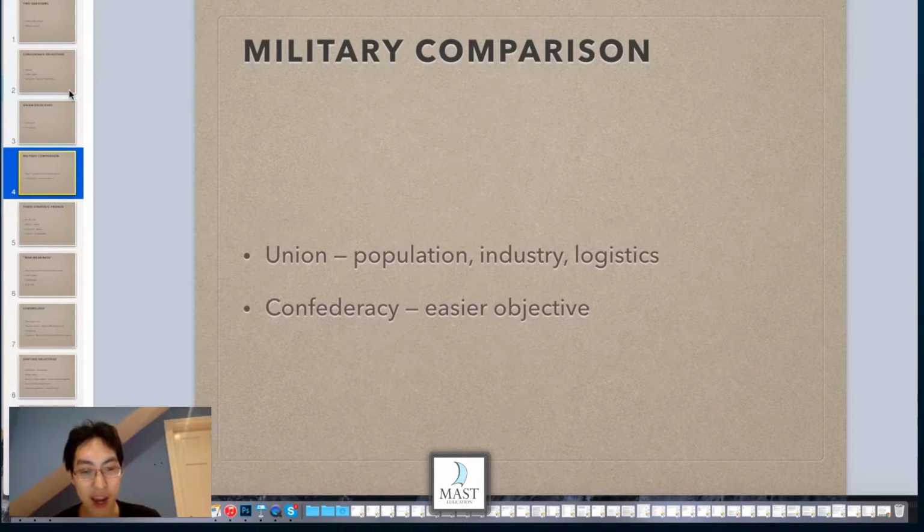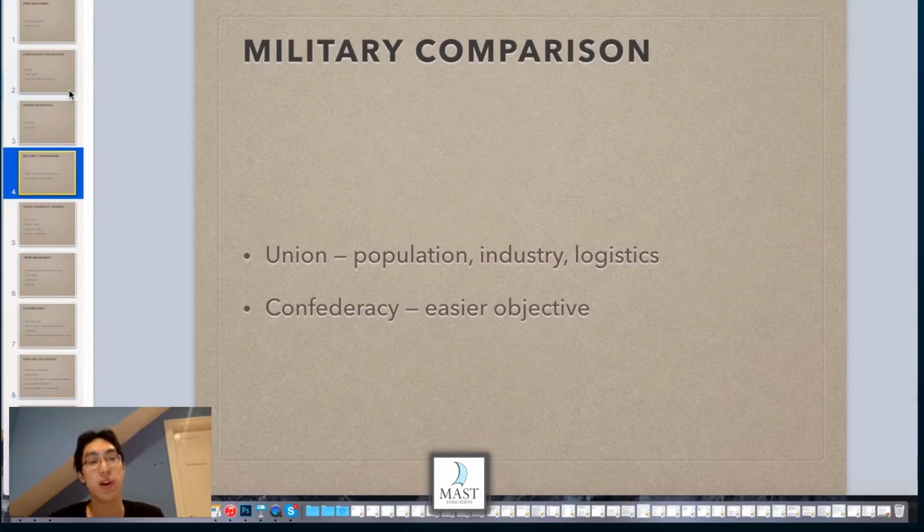The Confederacy, however, had a key advantage, which is that they had an easier objective to surmount in terms of how to win the war. The Union, remember, is trying to keep the country together. So in order to do this, they have to actually send military troops into the South, occupy the South, defeat all resistance, and then impose law and order.